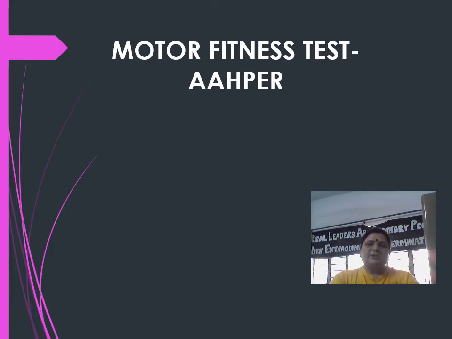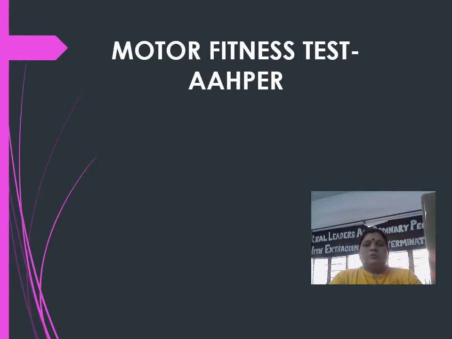Now the first topic of the test and measurement chapter is the motor fitness test. The motor fitness test is also known as the AAHPER fitness test. Let me tell you the full form of AAHPER: American Alliance for Health, Physical Education and Recreation.